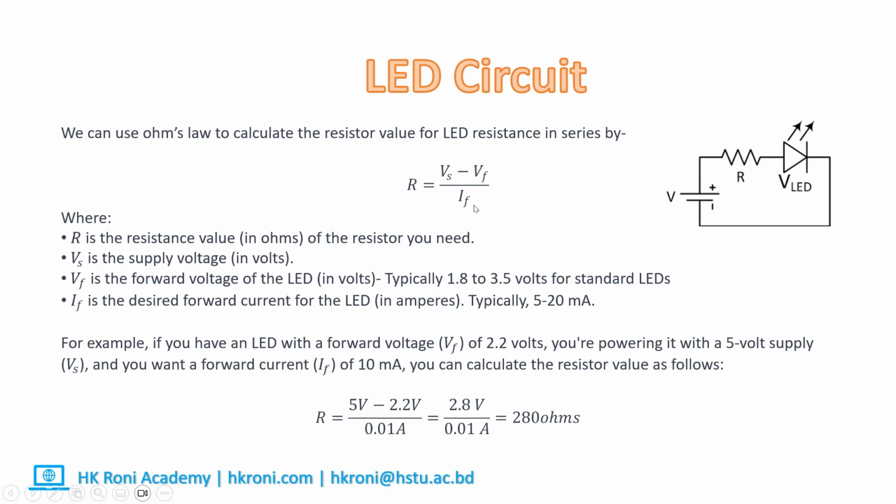If you want higher lumens, you will need to increase this value. If you need lower lumens, you can decrease this value. But there is a safety limit for each LED that it can tolerate. So to keep the current of the LED in a safe region, we need to put a resistor in series with the LED. And here's an example.